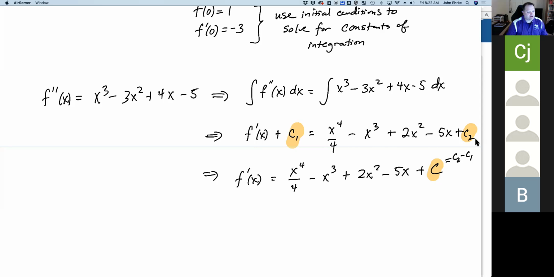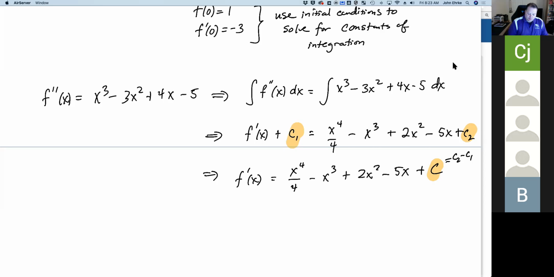So on this line, technically you produce a constant when you do the antiderivative over here. And technically you produce a constant when you do the antiderivative over here. But because both constants are arbitrary, I could just subtract C1 over, call it C2 minus C1. Since C2 and C1 are both arbitrary constants, the difference of two arbitrary constants is arbitrary. So rather than use two constants, I'm just going to use one constant for both. And that's something that we will always do. You never want to have multiple constants if you can lump them together into one.